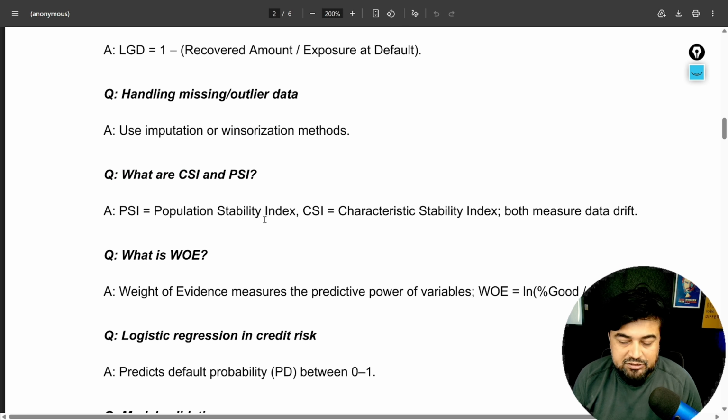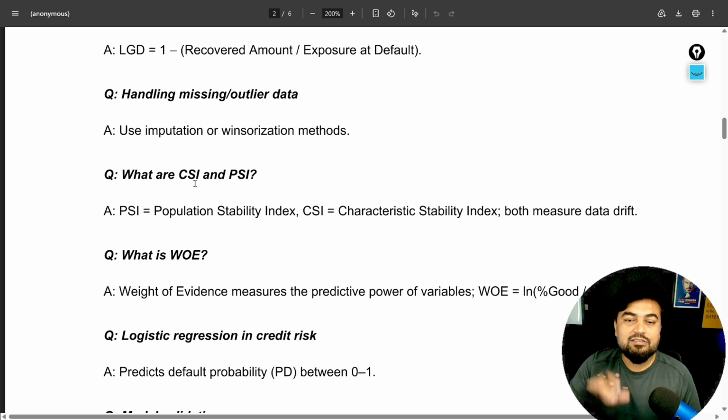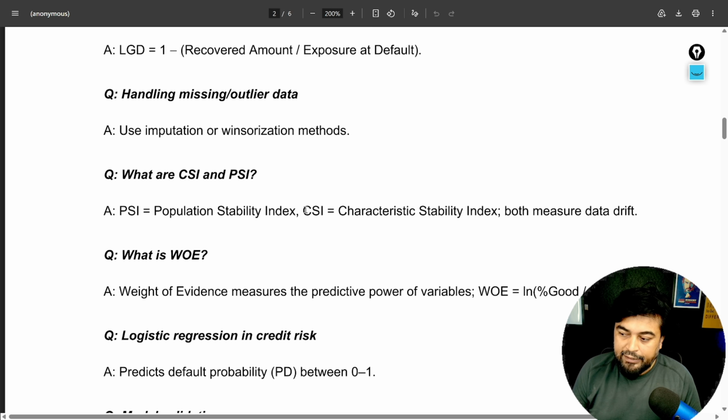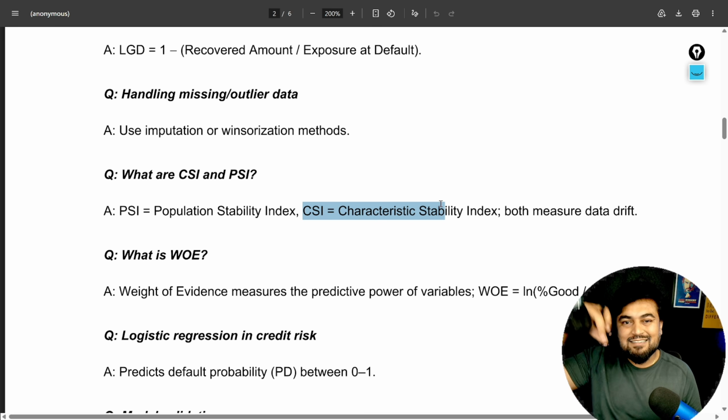PSI stands for Population Stability Index. CSI stands for Characteristic Stability Index. Both measure data drift. Now, in the model validation field, it is used. Basically, PSI shows the shift in the population. Like in the last quarter, there were 100 defaults, so this quarter there are 120 defaults. Why? Then CSI talks about an individual column. For example, in salary, there is so much shift.